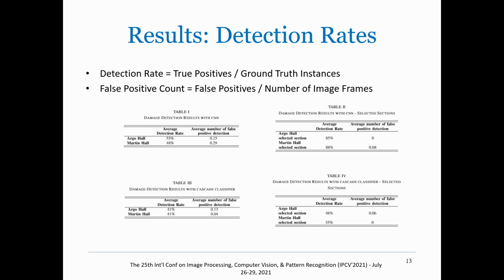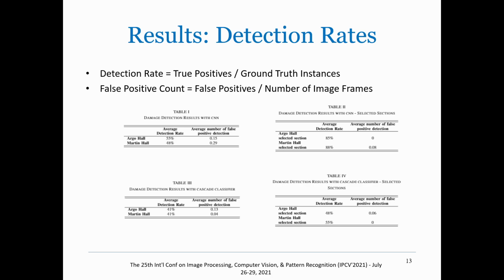So for the CNN and the entire video, the average detection rate for Argo Hall was 55%, and for Martin Hall it was 48%. And the average number of false positive detections was 0.15 in the Argo Hall video and 0.29 in the Martin Hall video.